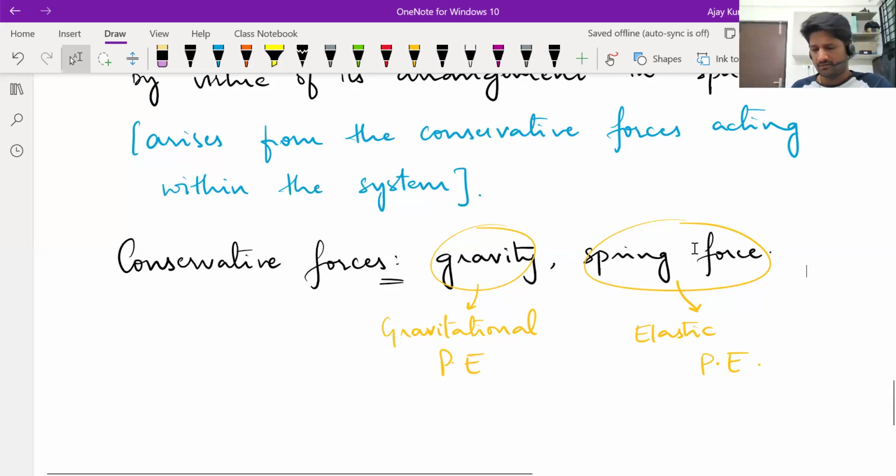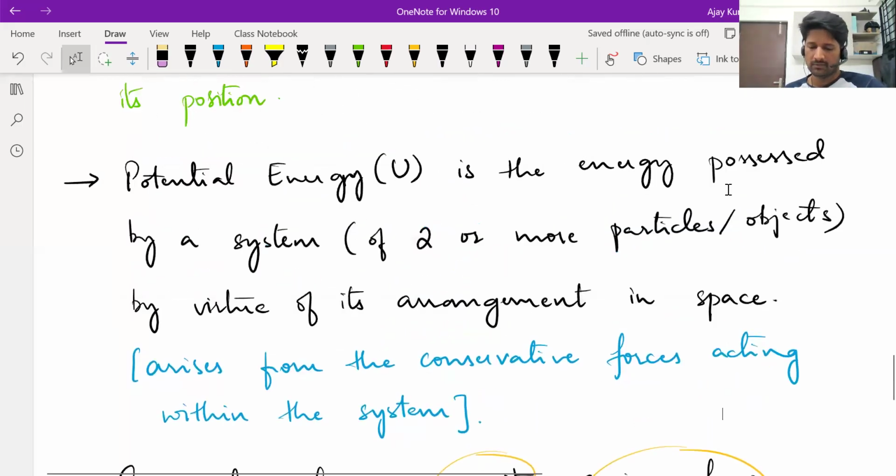We'll discuss all that as we derive the formulas and apply them. So remember, potential energy is the energy possessed by a system of two or more particles or objects by virtue of its arrangement in space. So it depends on how far the particles are. If there are multiple particles, then the exact shape in which they are arranged matters. If you change the arrangement, you bring the particles closer or take them farther, the potential energy could change. And it arises from work done by conservative forces, which means the energy is given or taken by conservative forces only.